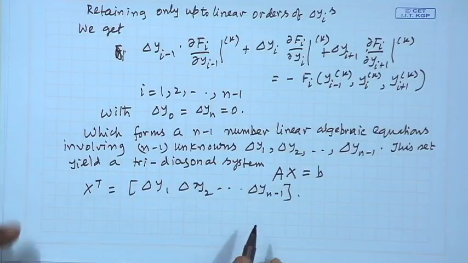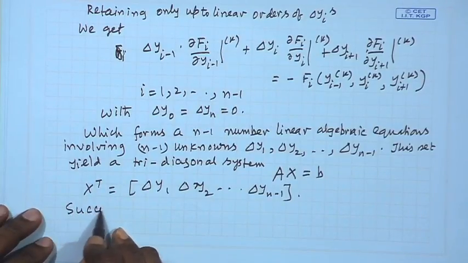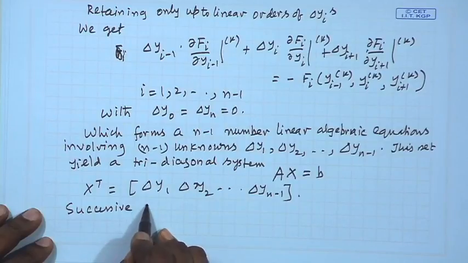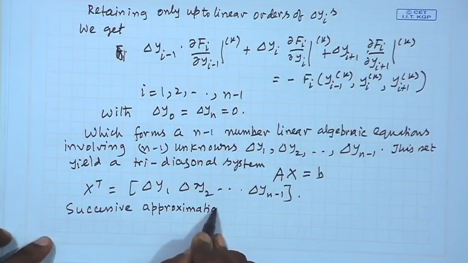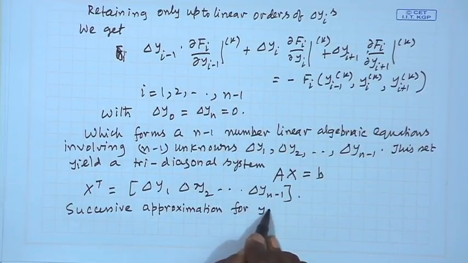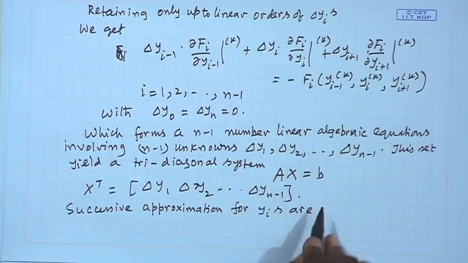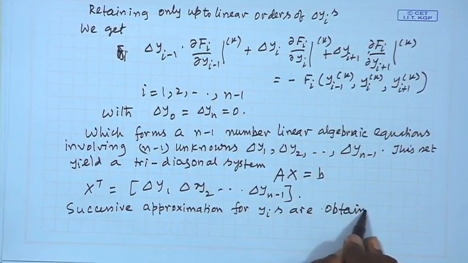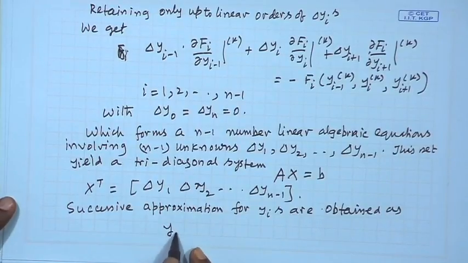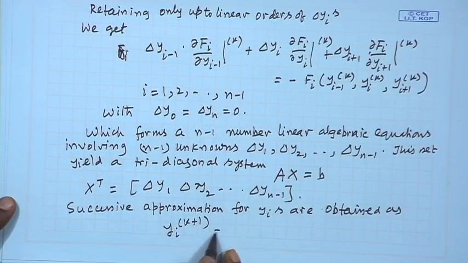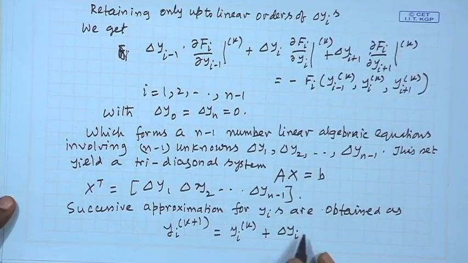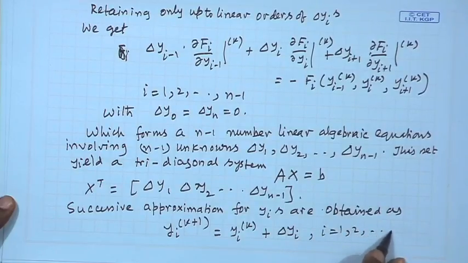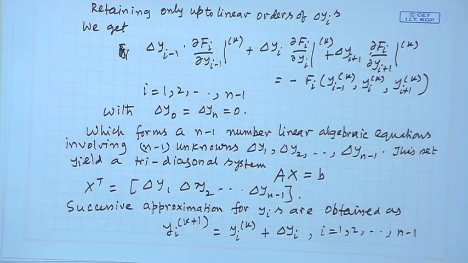So once I obtain the solution, the successive approximations for yi's are obtained as yi k plus 1, this is our next approximated value, this was the old one, plus whatever the value we obtain now, for i equal to 1 to n minus 1. So this is the iteration procedure as we proceed this way.